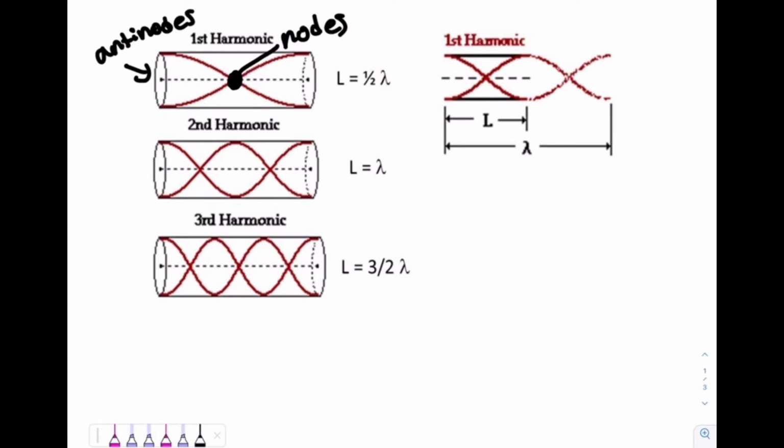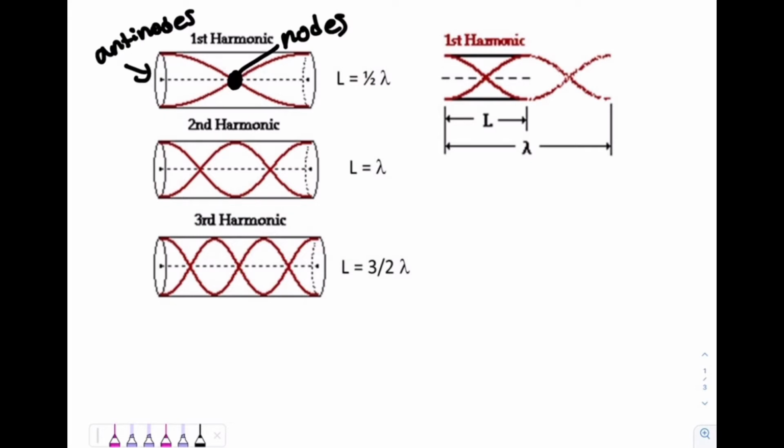So the nodes are points of no displacement, which is destructive interference, and the antinodes are points of maximum displacement, which is called constructive interference. And the fundamental frequency is the lowest frequency of vibration of a standing wave. So let's go through these harmonics.